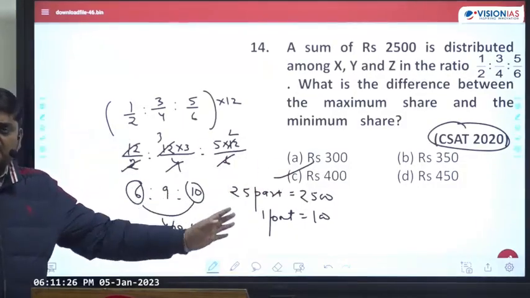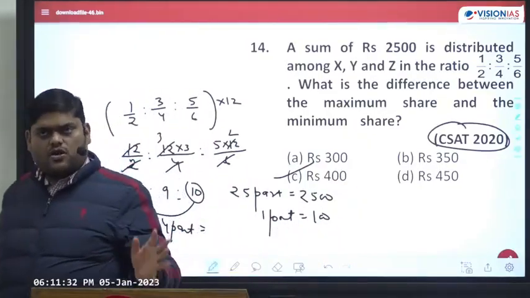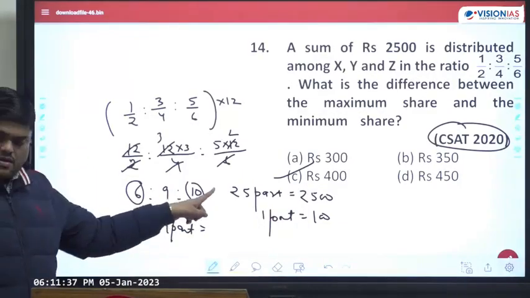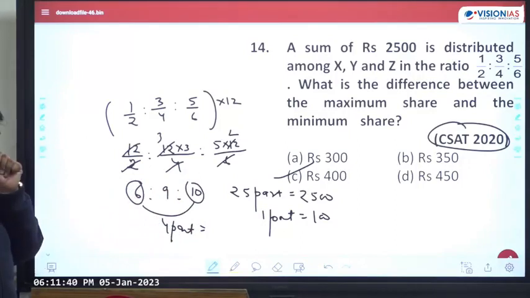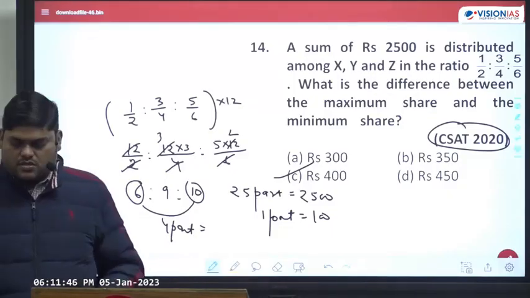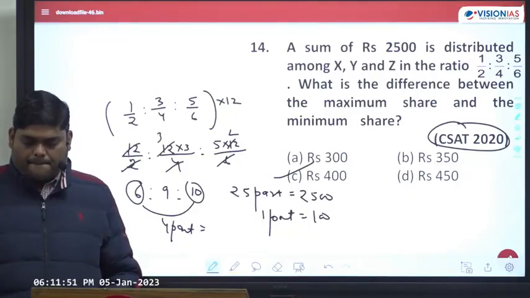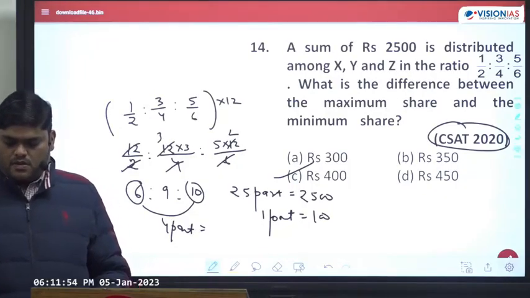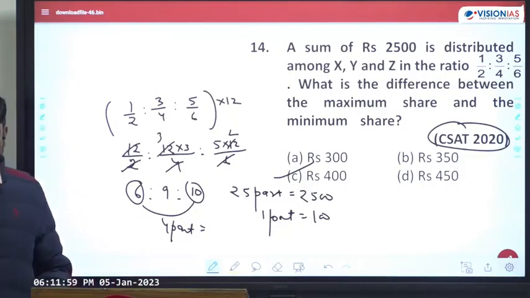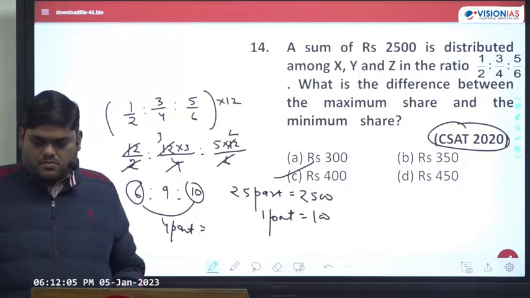And this is a CSAT 2020 question, a recent one, and you can solve it without pen and pencil also. If you practice a little, we have to just find out this thing. If we are able to find this, we can simply answer this question. Is this making sense or not? Okay?